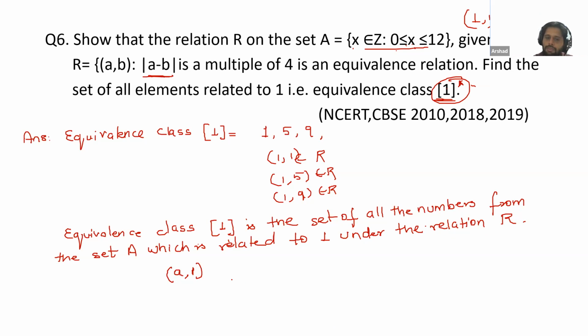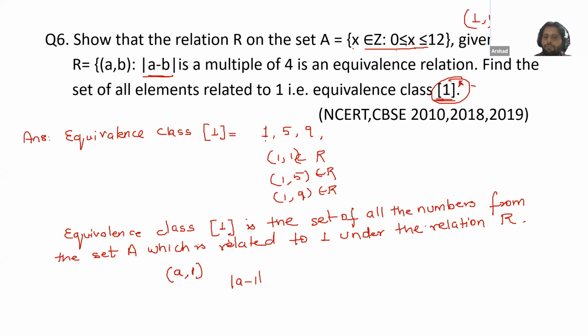Okay, so this means what? A minus 1 should be a multiple of 4. Please check here. What values can we select from this set? We can select 1, we can select 5, we can select 9.